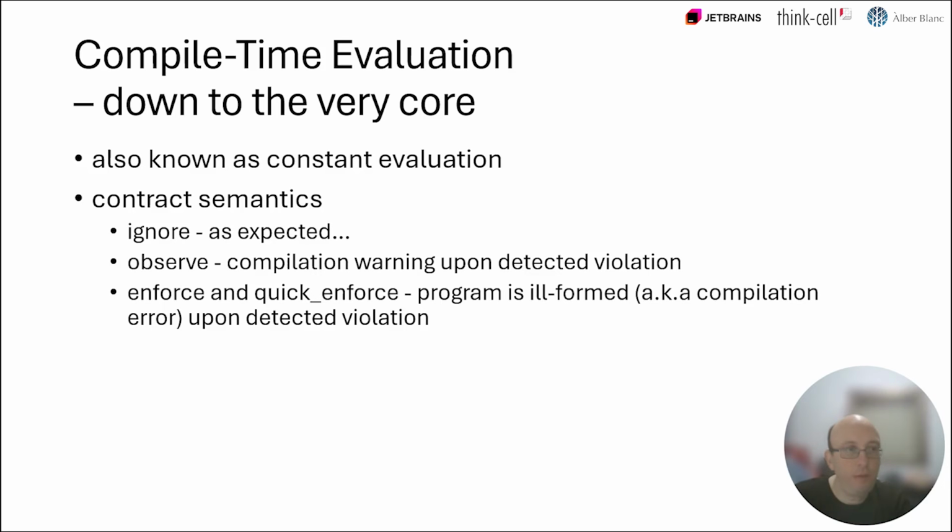Moving on, compile time evaluation. In many cases, we have all we need to allow the compiler to perform contract evaluations at compile time rather than at runtime. That's known as constant evaluation. In terms of semantics, we still have the same semantics with different meanings, fewer options. Ignore is ignore. Observe semantic would translate into a compilation warning. Of course, we're talking about in case of violation. And enforce and quick enforce would make the program ill-formed, which would entail a compiler error.